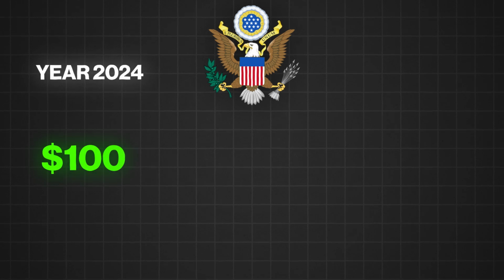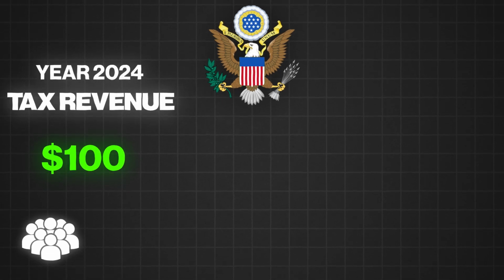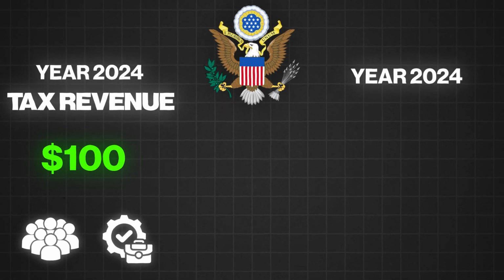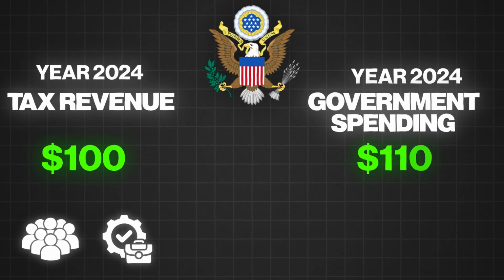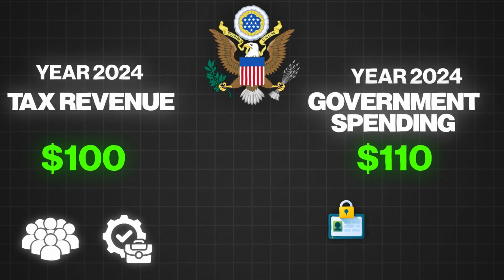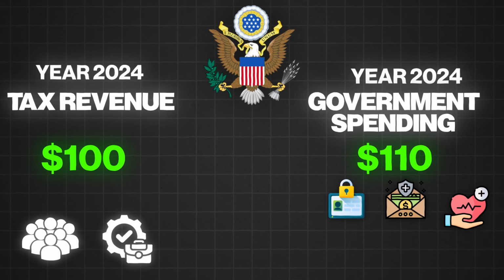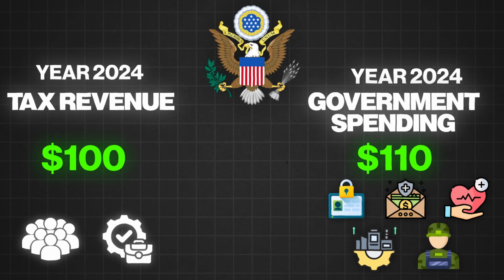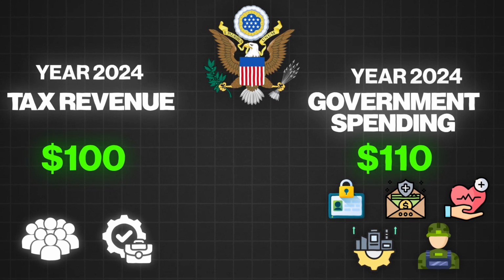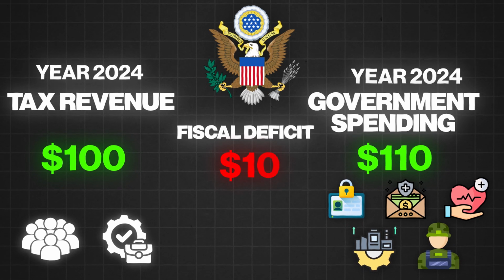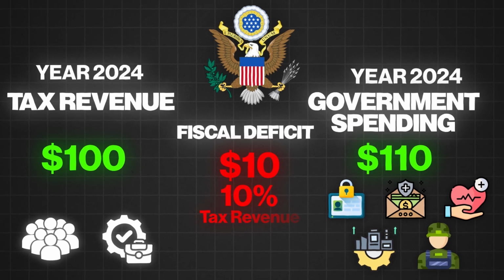Imagine for a given year, the government of a country collects $100 in tax revenues from its people and businesses. But for that year, the government spends $110 for various things like social security payments, subsidies, healthcare, infrastructure, defense, and so on. Then the government has incurred a fiscal deficit of $10, or rather 10% of its tax revenue.